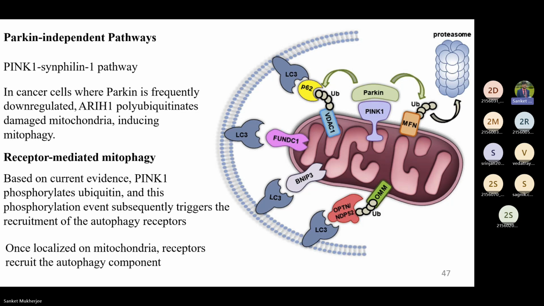In the Parkin dependent pathway, there is PINK1 and Mitofusin, which is important. Even in cancer cells, it has been observed where Parkin is frequently downregulated. There is another protein that polyubiquitinates the mitochondria and induces mitophagy. And then there is receptor mediated mitophagy where PINK1 phosphorylates ubiquitin, and this phosphorylation event triggers the recruitment of autophagy receptors, and then the mitochondria is degraded. So that's all we have.